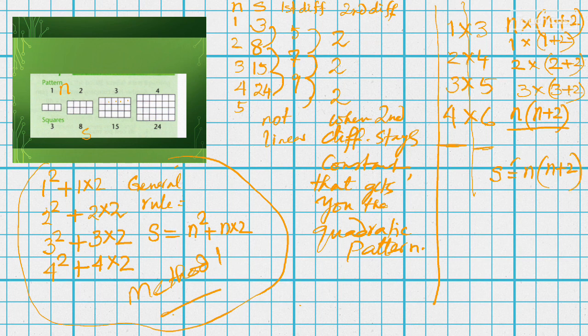and now you've got to prove these two are equivalent, and that's when our skill of factorizing and expanding comes in.